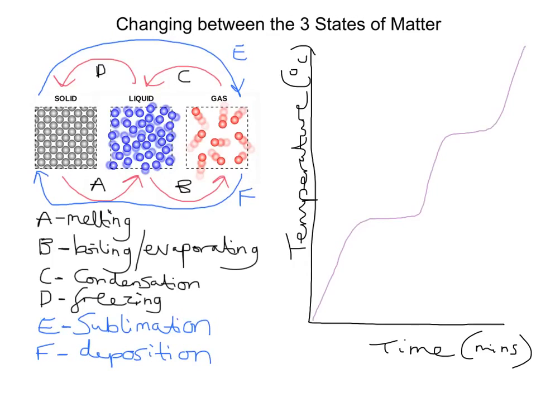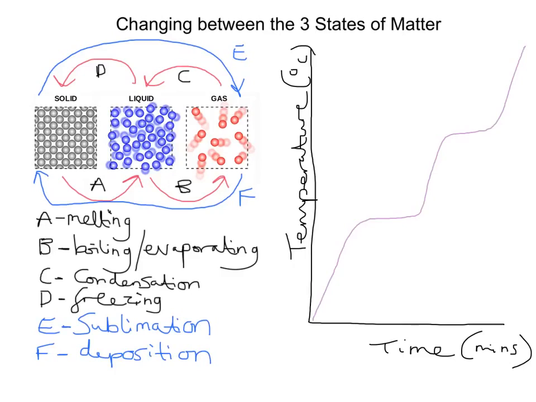Now what I'd like to do is explain exactly where this graph comes from, because this is a very typical change of state graph showing the very distinct phases when we go from solid to liquid and liquid to gas. So I'm going to put a letter by each phase on this graph, and I'm going to explain exactly what is going on at a particle level.